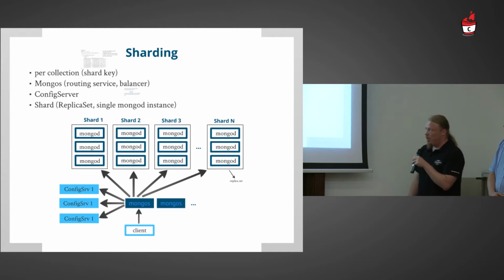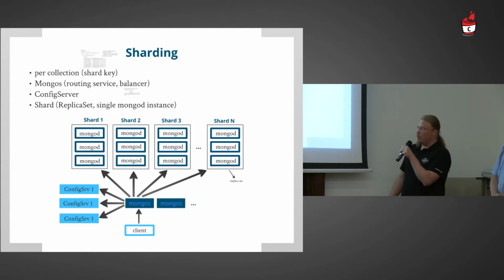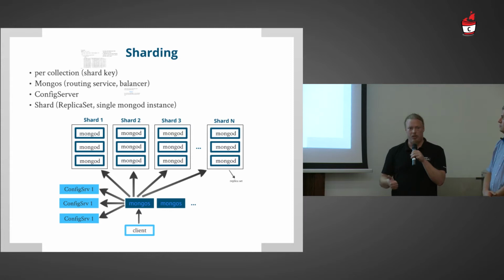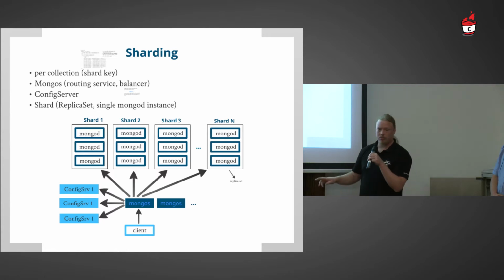The next component are config servers. These are special MongoDB instances where all metadata about the sharding is saved. And last but not least, of course, we have our shards. So usually a shard is a replica set because, of course, we want the high availability and read scaling. But for test purposes, we could shard over single MongoDB instances. Any questions to this? Okay.